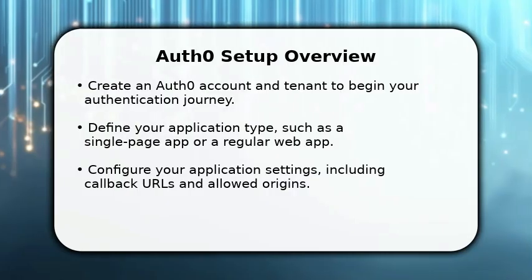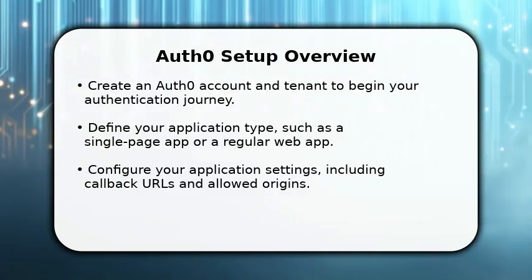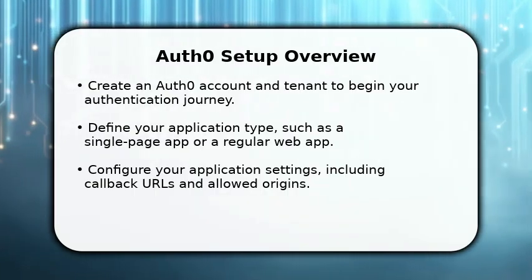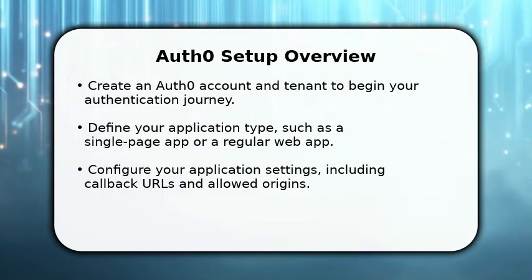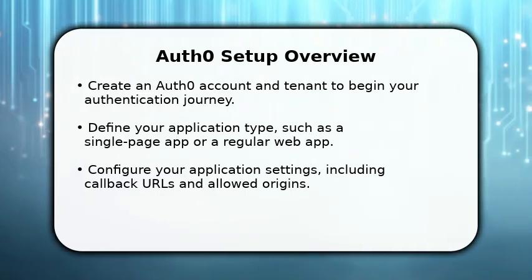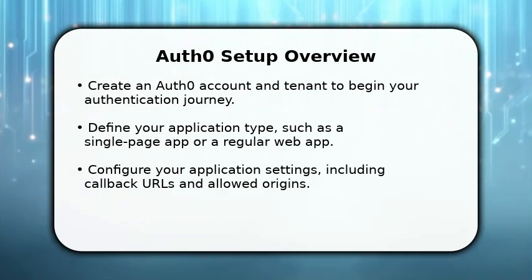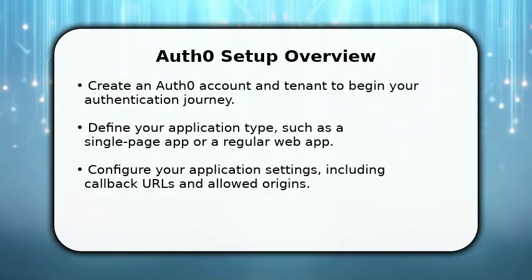In this video, I will explain how to set up Auth0. First, you'll create your free Auth0 account and a new tenant, which acts as your dedicated authentication environment. Next, you'll define your application type, whether it's a single-page application, a regular web app, or a mobile app. Finally, configure essential settings like callback URLs and allowed web origins to ensure secure communication with your application.